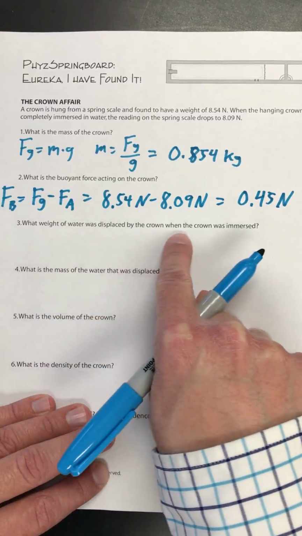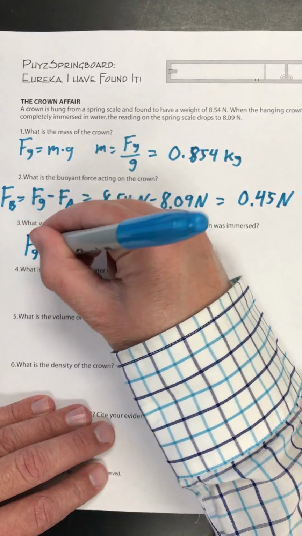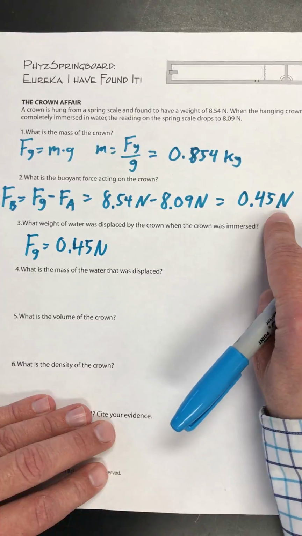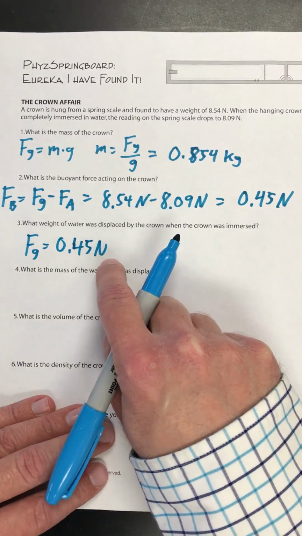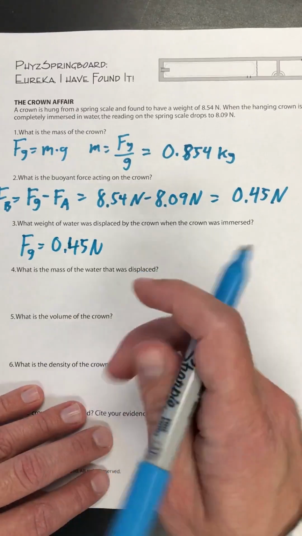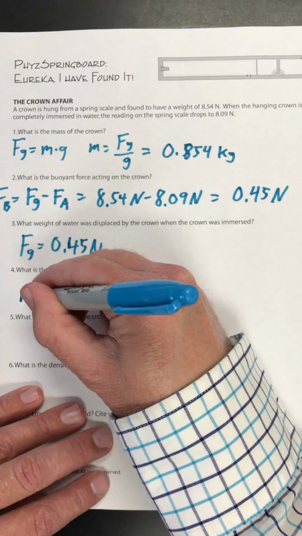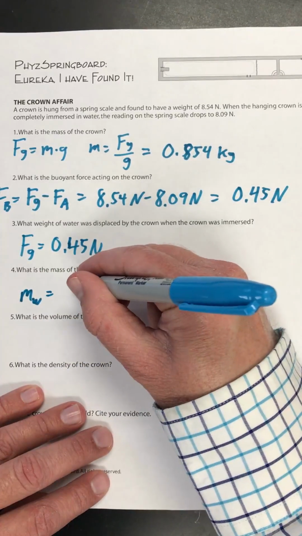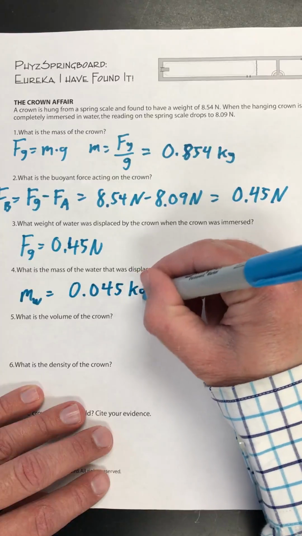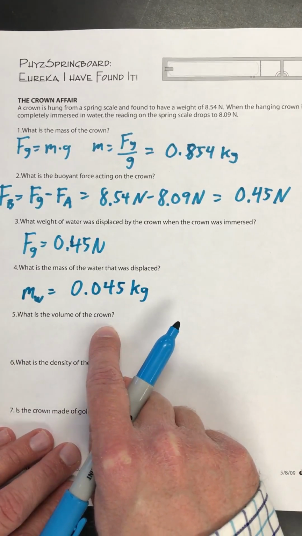What is the weight of the water displaced when the crown was immersed? Well, that weight is 0.45 newtons, because the buoyant force is equal to the weight of the fluid displaced. That's Archimedes' principle. What is the mass of the water that was displaced? Once again, we'll just divide by 10. So the mass of the water is equal to 0.045 kilograms.